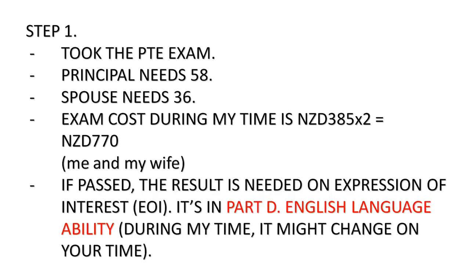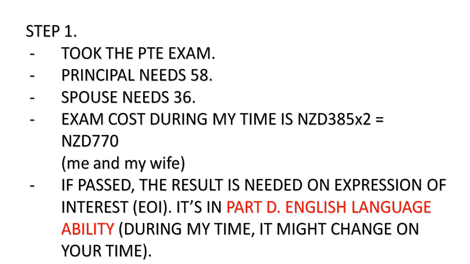Once you have passed, the result is needed on the expression of interest, EOI. This is the one that you need to fill out for your application, and it's in part D, English language ability. During my time it was part D, but it might change at your time. It can be part E or part C, English language ability. So hopefully it will not change, but you just need to check it out, and you'll be able to see that once you fill out your EOI.